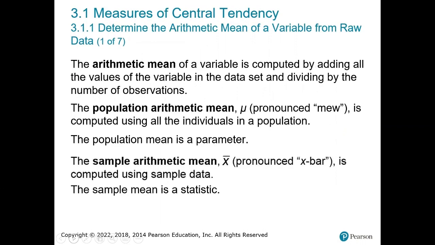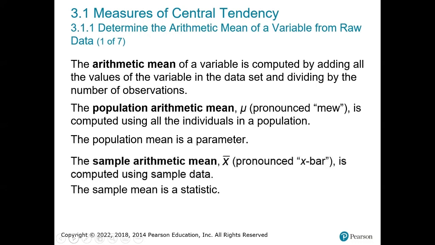All right, so determining the arithmetic mean from raw data. The arithmetic mean of a variable is computed by adding all of the values of the variable in the data set and dividing by how many we have. So if I had 20 different values, I would add all 20 of them together, find their sum, and then divide by 20.